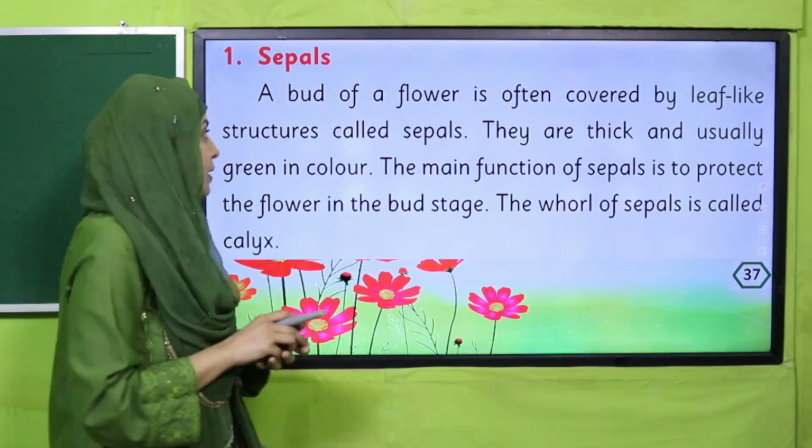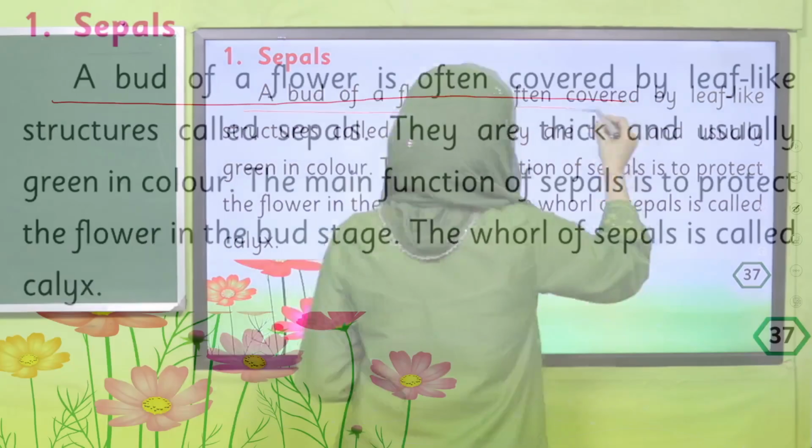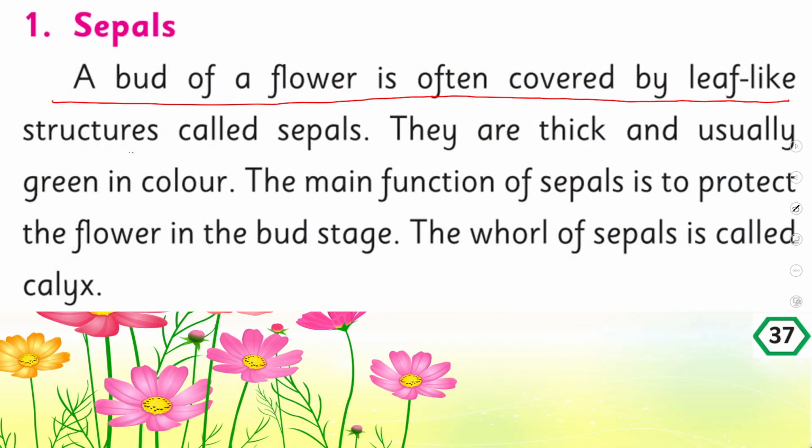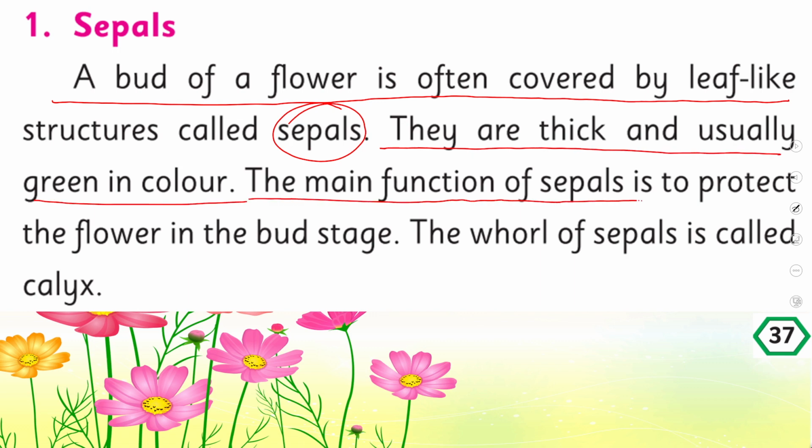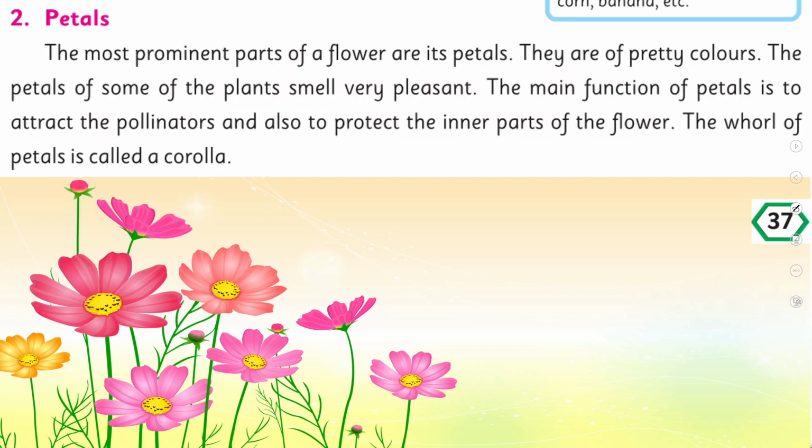So my dear students, now sepals. Let's read about the sepals. A bud of a flower is often covered by leaf-like structures called sepals. They are thick and usually green in color. The main function of the sepal is to protect the flower in the bud stage. The whorl of sepal is called calyx. So my dear students, जो उसका चक्कर है उसको हम calyx कहते हैं. Its circle is called calyx.